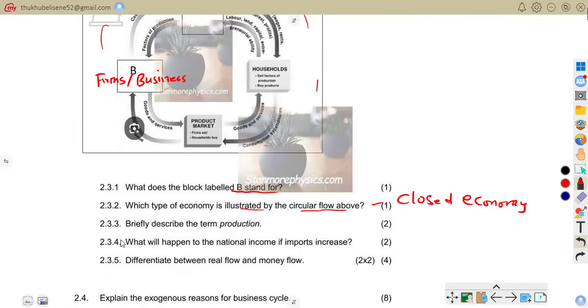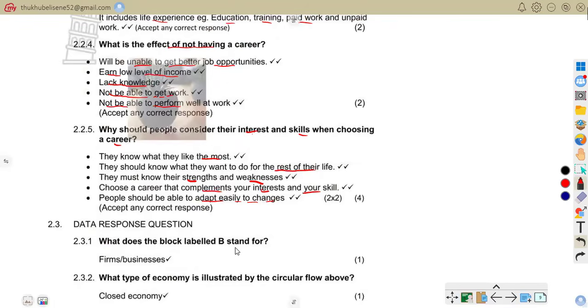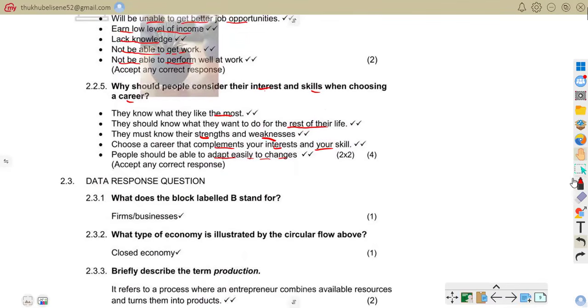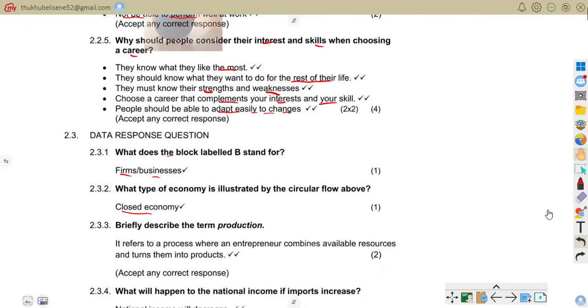Now we come to 2.3.3. Briefly describe the term production. So let us go to answers. For 2.3.1, we've already talked about firms or business for the block labeled B. And we also did closed economy. But 2.3.3 was about describing the term production.